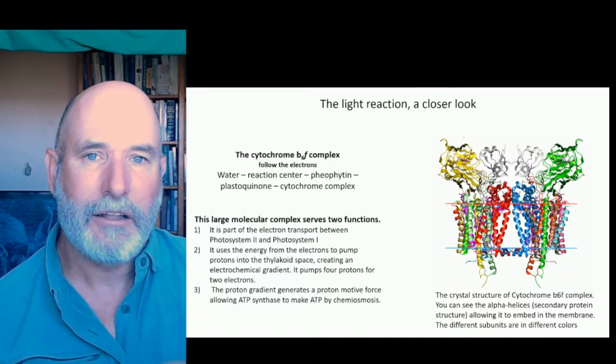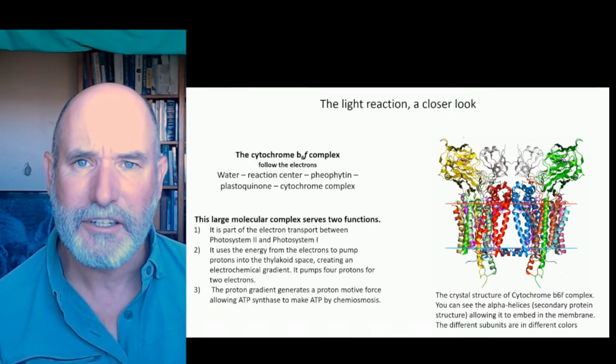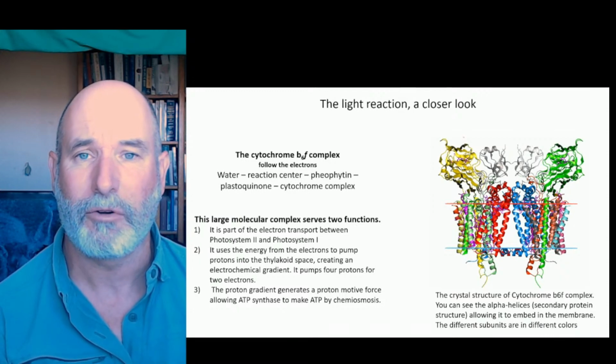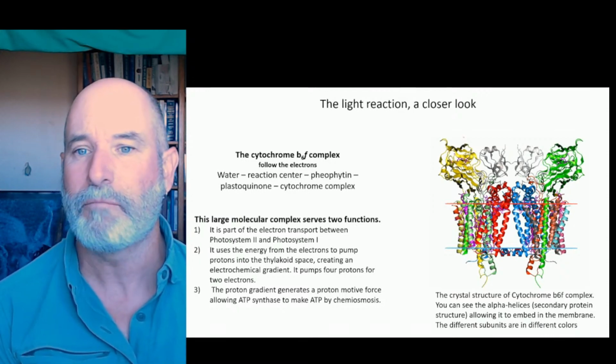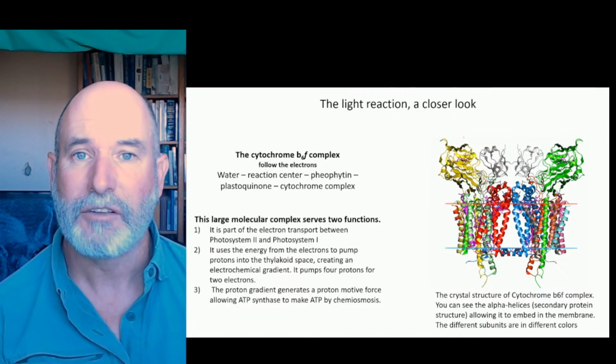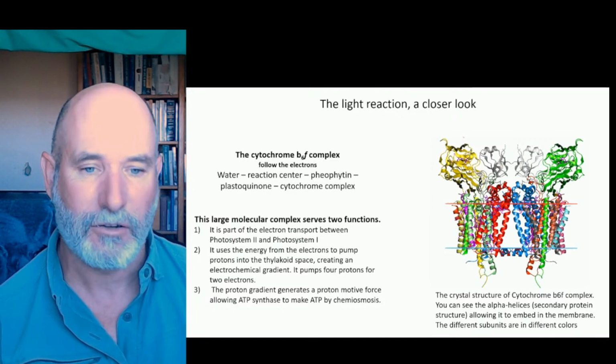So at any rate, the cytochrome complex is a proton pump. And like I said, we're going to start creating a proton gradient. We're storing potential energy inside the thylakoid space. So we're lowering the pH. We're making it more acidic inside the thylakoid space.